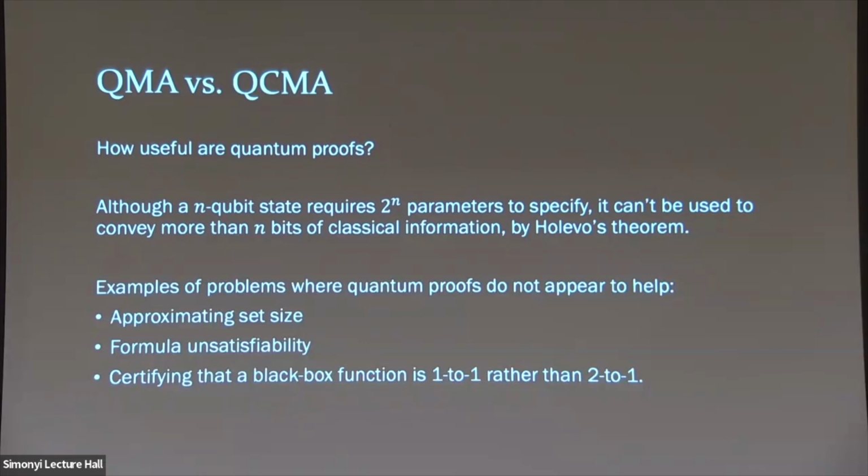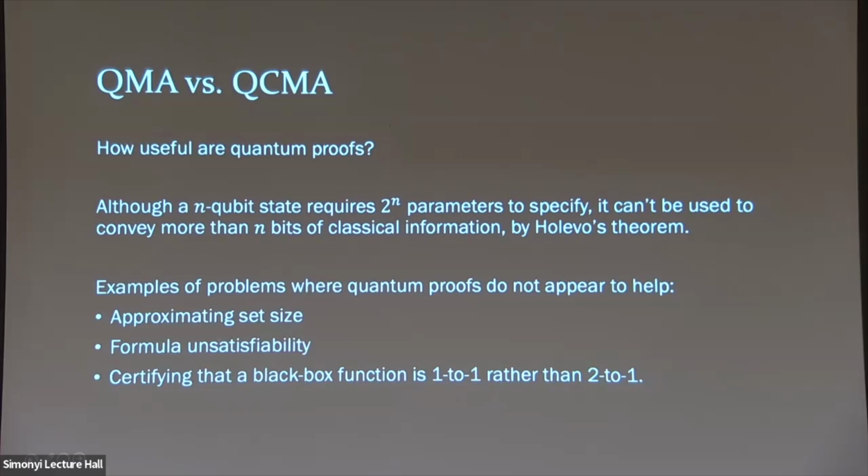So even though an n qubit state requires 2 to the n parameters to specify, you can't naively use it to pack an exponential amount of information into the state, and have the verifier unpack it and use it. There's something known as Holevo's theorem, which says that an n qubit state can't be used to convey more than n bits of classical information. And there are also many examples of problems where quantum proofs don't appear to help.